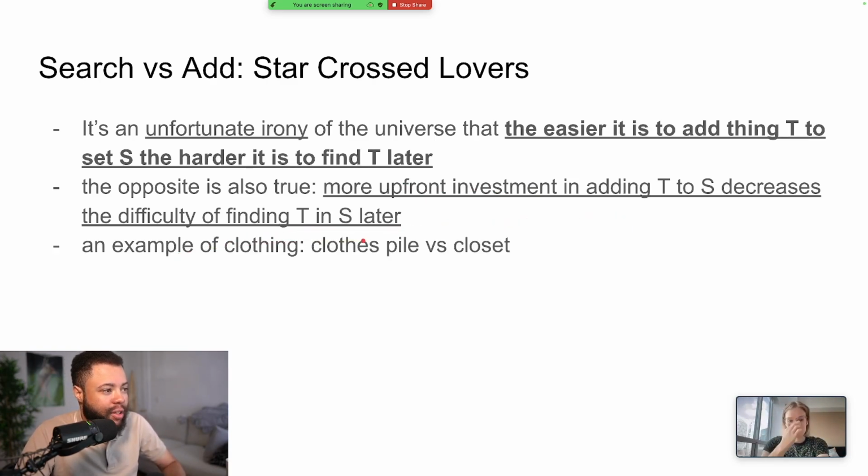So an example of this that's really easy to understand is maybe like a clothes pile versus a closet. If you are taking a new pair of pants and you want to just throw it onto the clothes pile in the middle of your floor, that costs you like 0 seconds to do, right? Because you just throw it on top of the pile. And if you only have 3 pairs of pants, it's not that big of a deal.